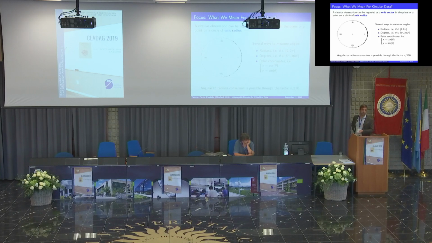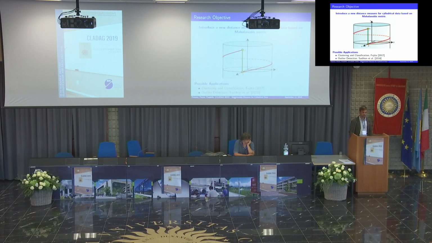We can measure angles in several ways. We have different ways to measure such coordinates, for example, radians, degrees, or polar coordinates. And our objective today is to introduce this new distance based on the Mahalanobis metric. Why? Because we had to take care of the topology of the structure of the data. Data are shaped like a cylinder, so all the points are on the cylindrical surface. We had to take this into account in order to measure distance between points and not stop at the simple Euclidean distance.